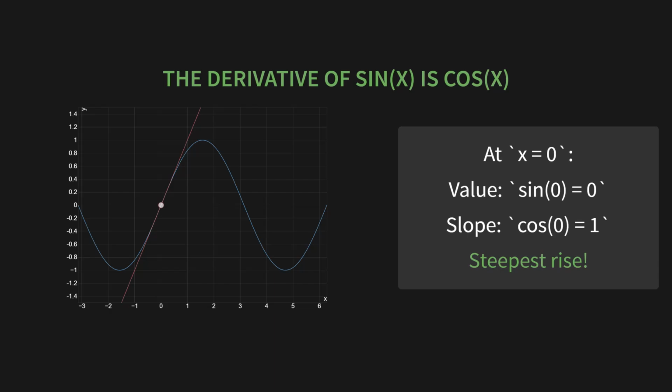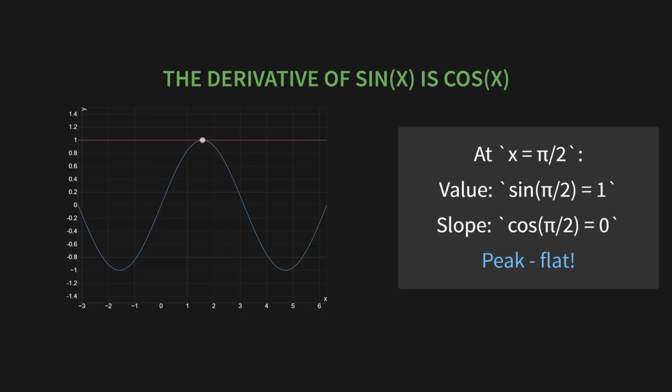But look at the graph. It's at its steepest point, going up. The slope is exactly 1. And what's cosine of 0? It's 1. Steepest rise. Okay, let's slide over to the peak. At x equals pi over 2, the value sine of pi over 2 is 1. But at a peak, the graph is momentarily flat. The slope is 0. And cosine of pi over 2 is 0. It's a perfect match.